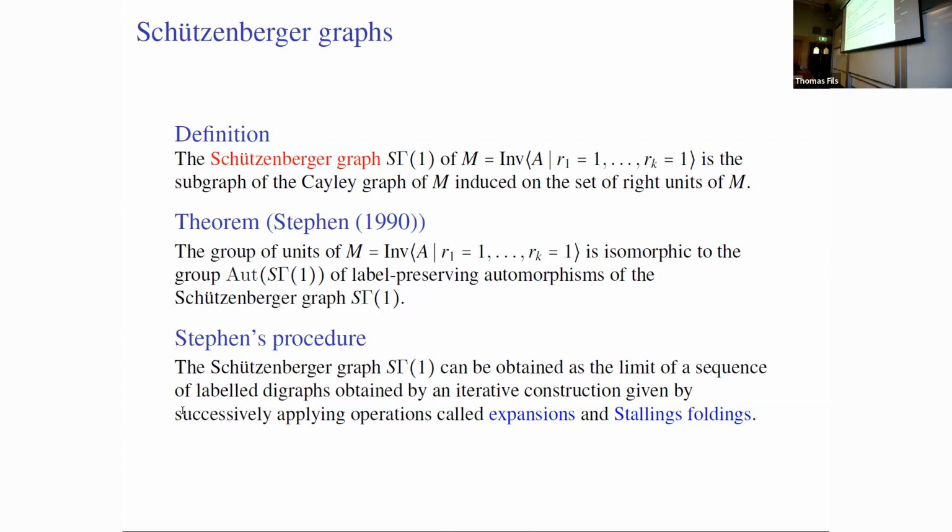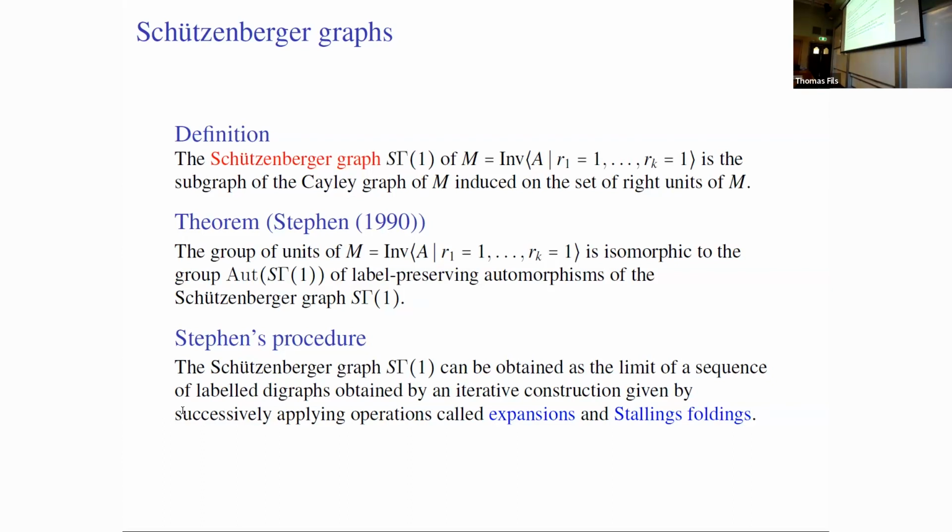I'm going to draw some pictures, so you don't need to really remember too much on this slide, but there's a certain graph, S gamma 1, which is, you take the Cayley graph of M, which is defined just as it was for groups. Imagine that now it's like a directed graph, but just imagine how we define the Cayley graph of groups. You can do something similar for M, but you only want to look at right invertible things. So it's a subgraph of the Cayley graph.